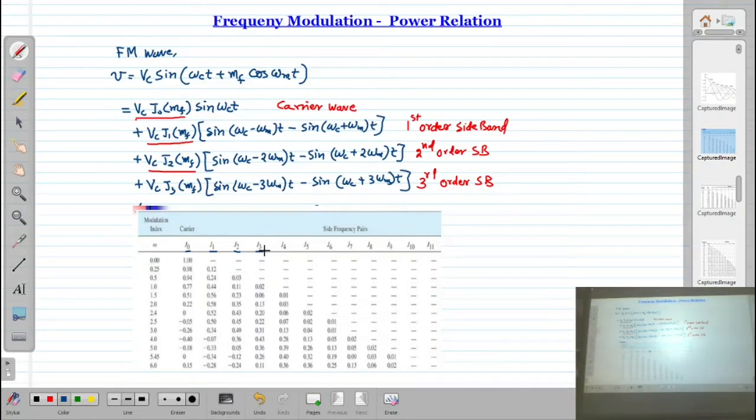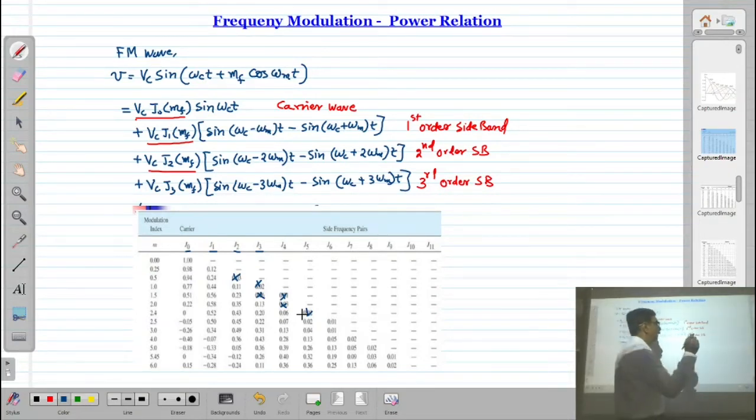Then in the previous lecture, I mentioned that there is an infinite number of sidebands, but not all the sidebands take part in carrying the information, because some of the sidebands have a very small amplitude and are not significant. One last thing I want to mention: what is a significant sideband? A significant sideband means one that has an amplitude greater than 5% of the carrier wave. And here you can see this is less than 5%, so you can neglect this, this, and this. Then you can find out the significant number of sidebands.